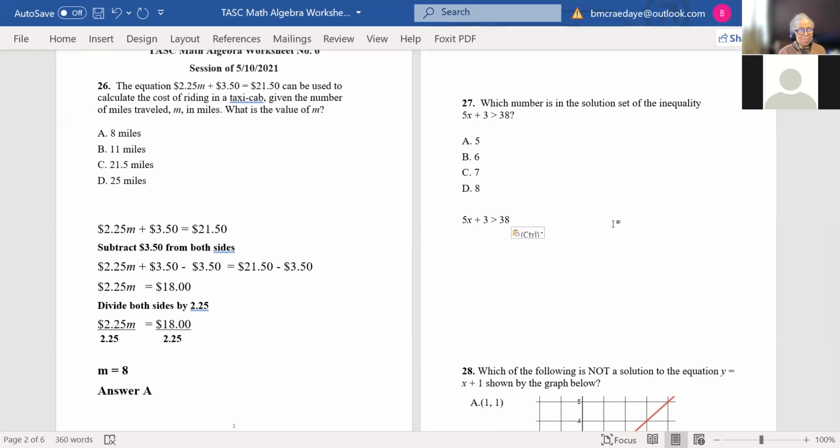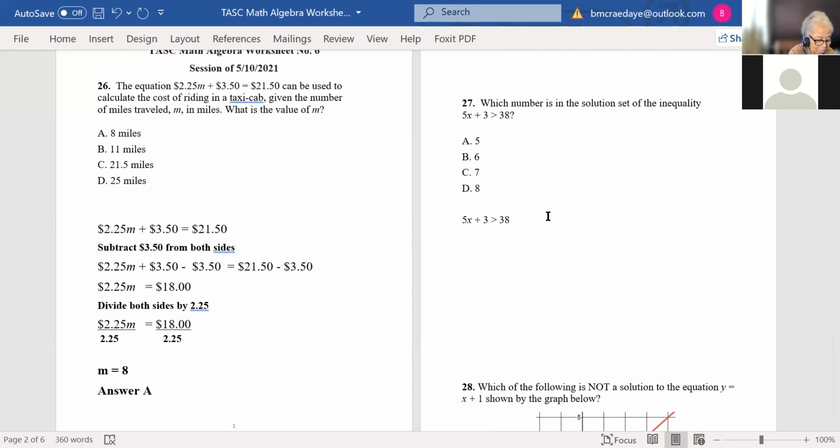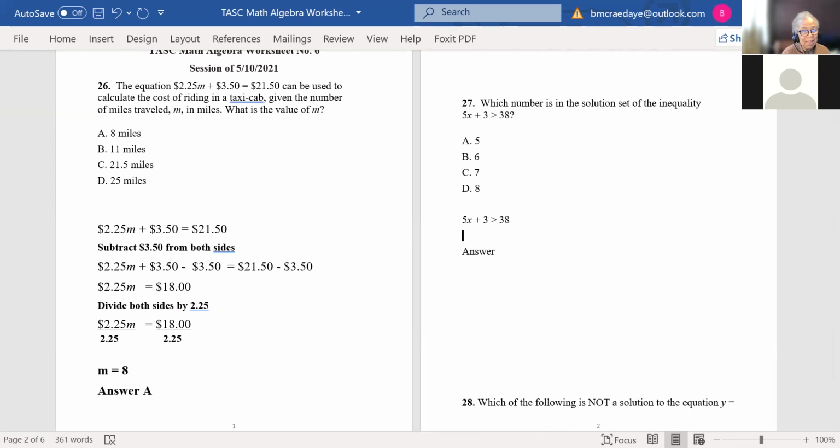Five X plus three is greater than 38. When you put one of these values in for X, then that left side is going to be bigger than 38. So you could just pick one of these numbers and put it in there and see which one satisfies it. What would you say? Which one of those numbers would satisfy the inequality greater than 38?